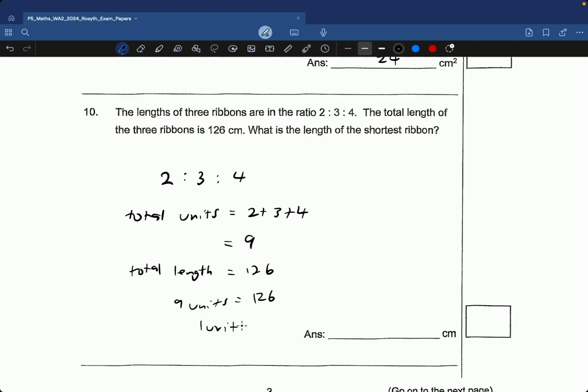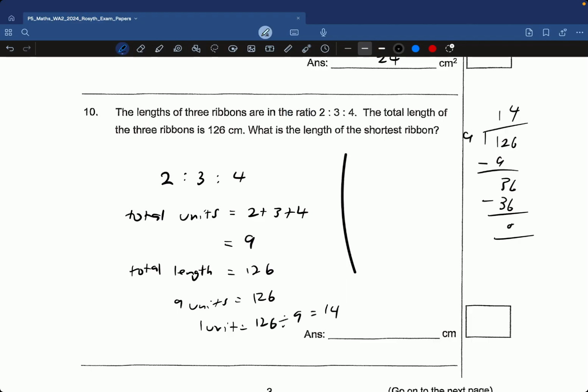1 unit is equal to 126 divided by 9. 126 divided by 9 gives us 14. Now what is the shortest length? The shortest length is in this case 2 units, which is equal to 14 times 2, which is equal to 28. So the answer is 28 centimeters.